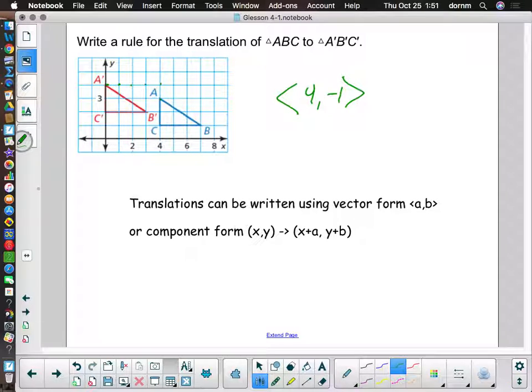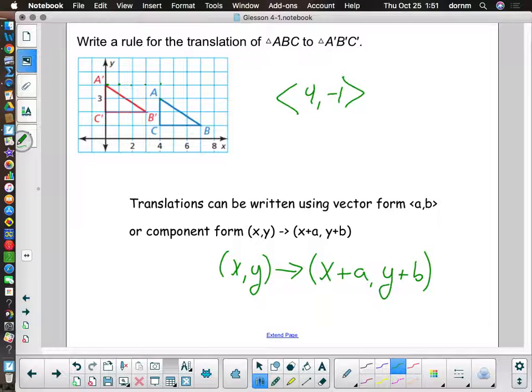Really simple. Okay? Now we can also write this instead of vector form using what's called component form. Component form is just another way of writing our vector. It's saying x, y goes to x plus some value, y plus some value. And of course, this is the amount right. If it's negative, of course, it's left. This is the amount up. If it's negative, it's down.